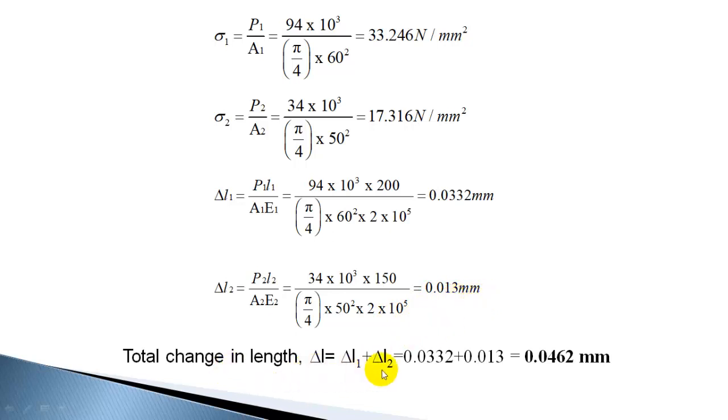Now you can add both the elongations, which will give the total change in length. So total change in length is delta L1 plus delta L2, 0.0332 plus 0.013 is equal to 0.0462 mm. So this is the total increase in length of the step bar under the action of these forces.